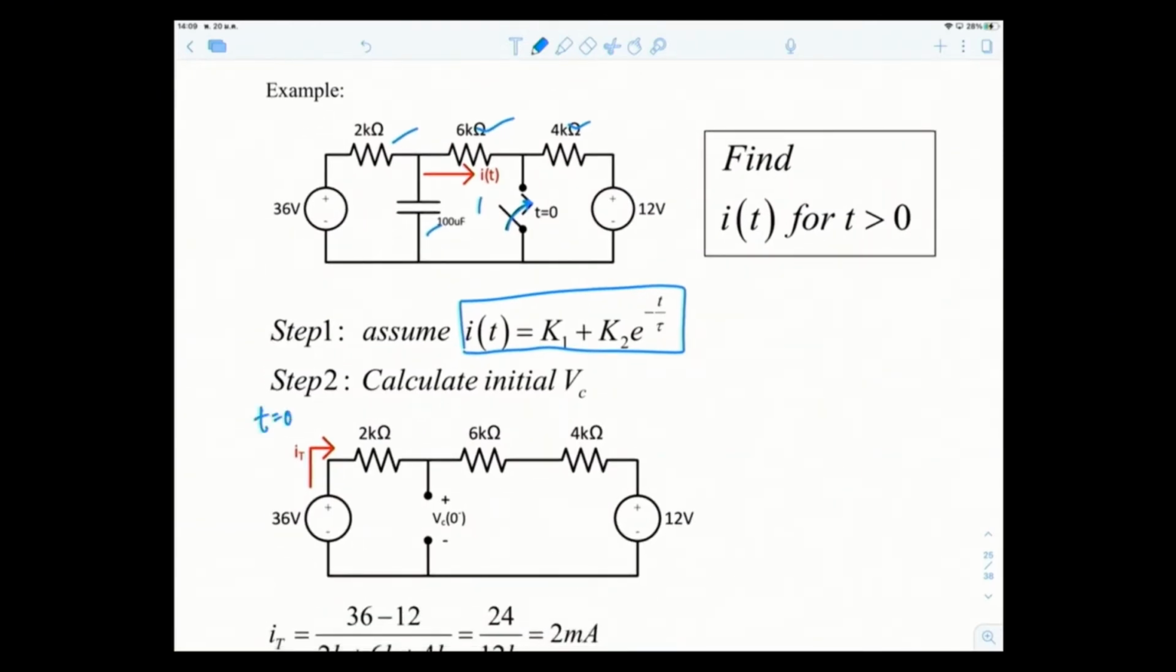So this is the moment at t equal to 0 minus. 36 goes to 2 ohms. The capacitor has been at steady state, so it would act like an open circuit. So you open it up, you have 6K. This branch has nothing to do with it because it's open. 4K and then plus 12. So you have to find VC(0-).